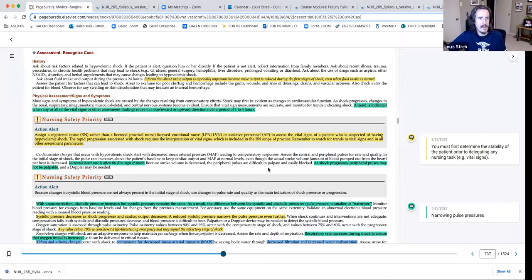Cardiovascular changes, you should already know this. Increased heart rate, tachycardia. As shock progresses, peripheral pulses become non-palpable. Why? Because we get vasoconstriction and we get shunting to the organs. It just starts making sense.